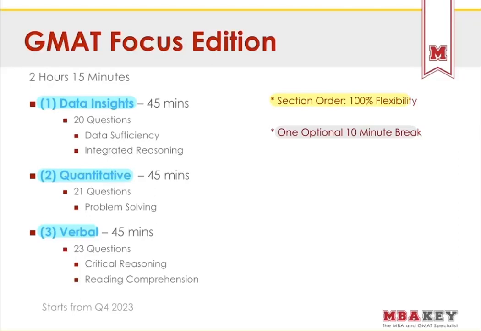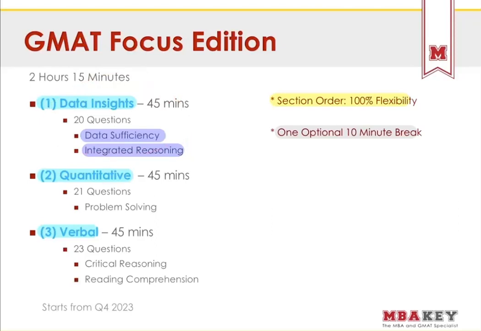Inside each section, what do we have? Inside the Data Insight section, we have data sufficiency, that's a particular question to the GMAT, and integrated reasoning. This section gives you a calculator. It's a calculator that pops up on screen, so that's a nice thing about the section.